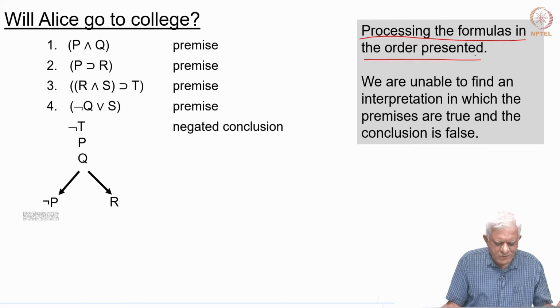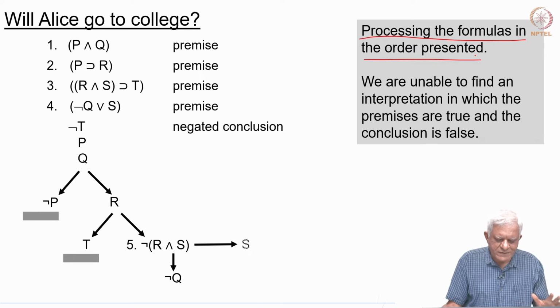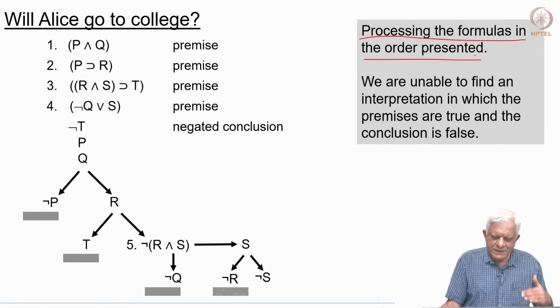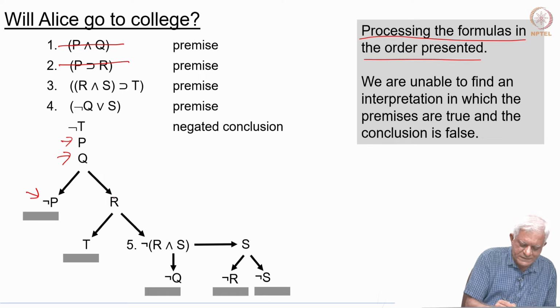So, I am just showing you this whole process somewhat fast, but once we have this entire tableau, you can look at it and see that it is indeed what is happening. We are processing the formulas in the order in which they have been given to us. So, first we process P and Q, and so what we get is P here and Q here. Then we process P implies R. So, what we get is not P here, and this becomes closed, as you can see, because P and not P are present, and we also get R essentially.